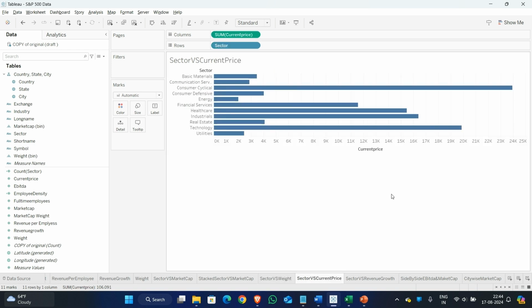Now we're going to move with respect to current price. Surprisingly, consumer cyclical is the best sector in terms of current price of the S&P 500, followed by technology and communication services, and energy has the least with respect to current price.